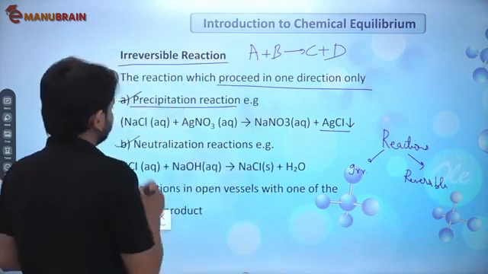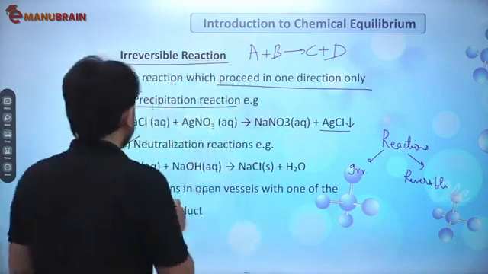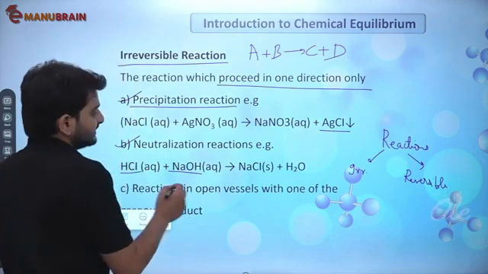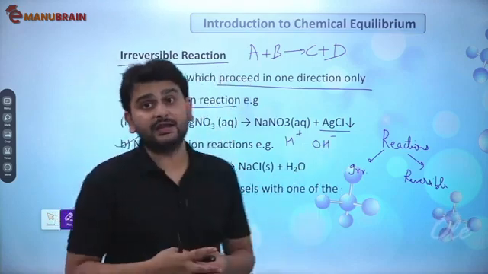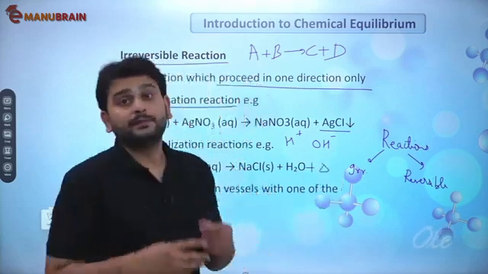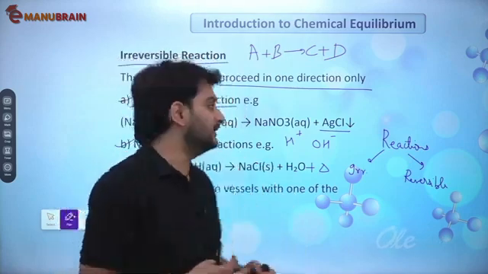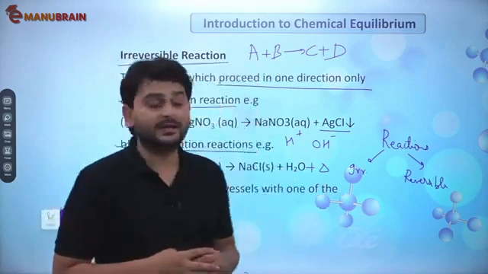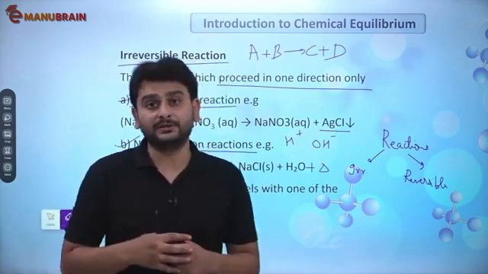Apart from that, neutralization reaction. In neutralization, an acid and a base react, because acid has H plus ions and base has OH minus ions. So they combine very quickly and a lot of energy is released. So these reactions are highly exothermic. Because a lot of energy is released from the system, the system becomes very stable. Hence, these neutralization reactions also proceed forward very quickly. So when an acid and a base react, the reaction occurs very quickly and it's almost irreversible.